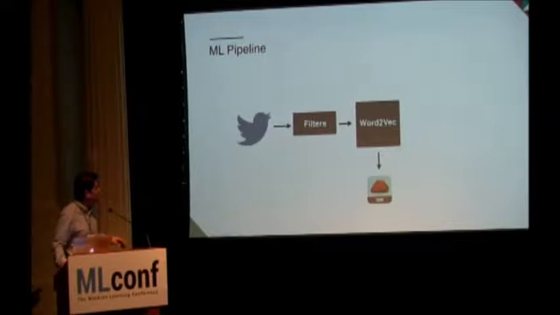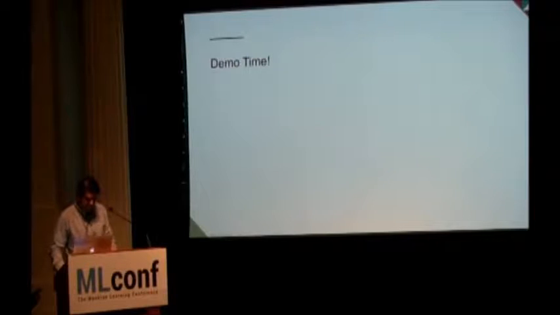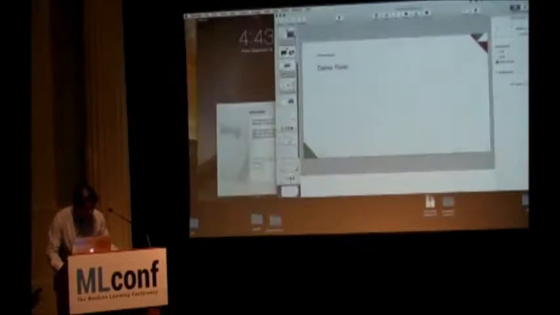So the pipeline, a simple pipeline, would be: I got the data from Twitter, I applied my filters, my cleaning, my parsing. I built the word-to-vec matrix. That is going to be one of the screens in the iPad. And then I apply k-means. That is going to be another screen in the iPad. Okay, now is demo time.